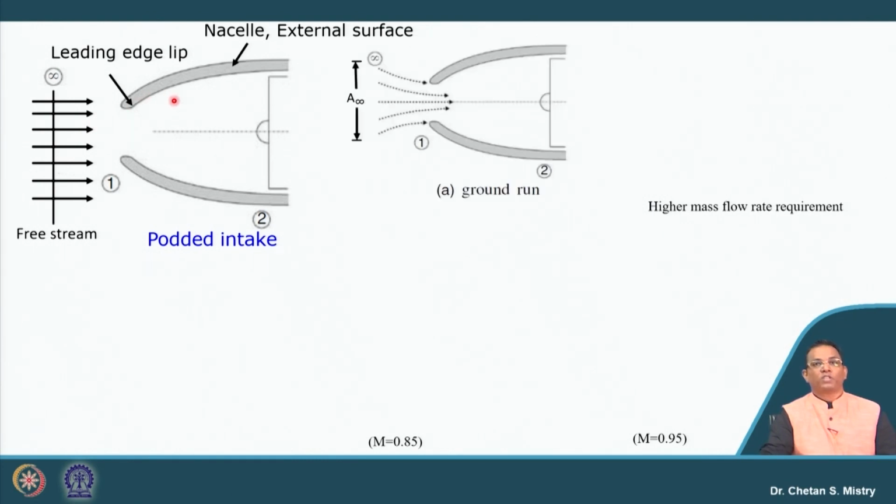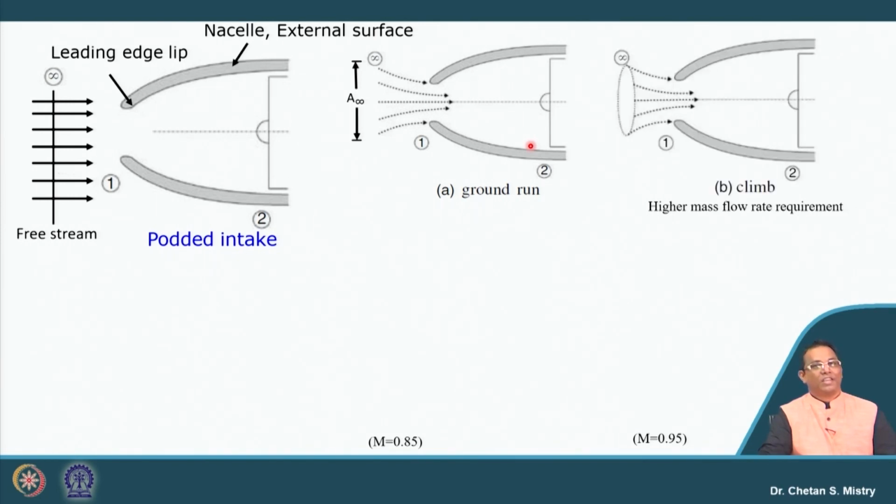Okay. Now, suppose I say I am in the ground run condition. For that condition I will have my free stream flow entering from some infinite distance, which has area, say, A infinity. This is what gets accelerated at the entry, and downstream, since it has a diffusing passage, the deceleration of the flow happens.